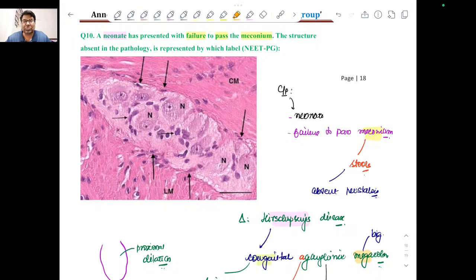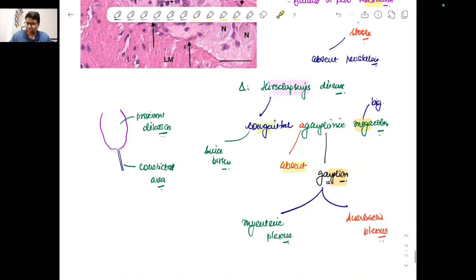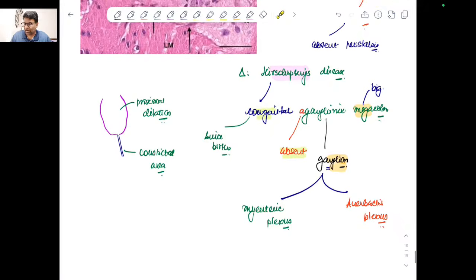Now this has been integrated with histology, and now in histology we need to identify which label is actually representing the ganglion. Now here you can see CM, this is actually circular muscle. You can see LM, this is longitudinal muscle, and you can see N, which is actually the nerves or the Auerbach's plexus. So in a case of Hirschsprung disease, these will be absent. Clear? So Auerbach's plexus is absent. So this is what is being asked in this particular question.